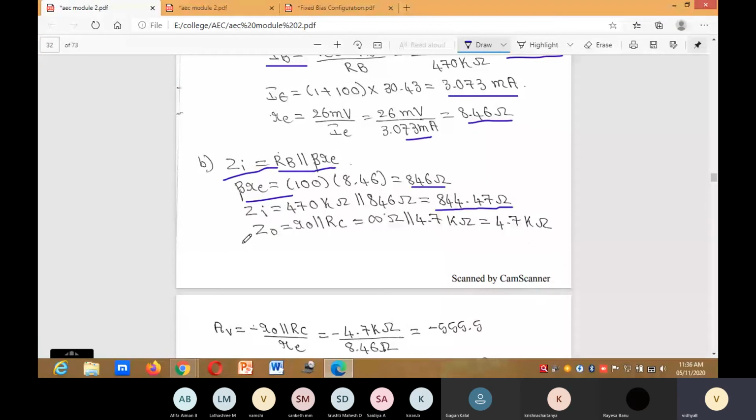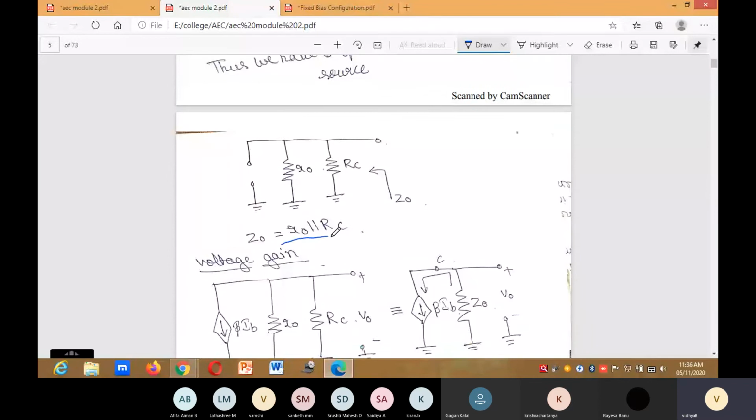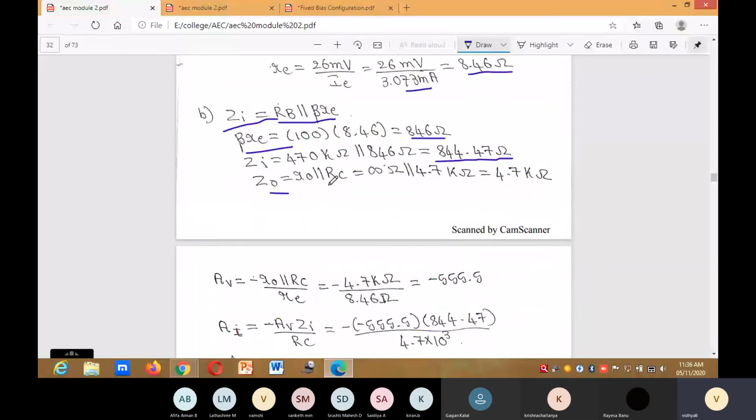Z0 is equal to what? What is the formula for output impedance? Output impedance is equal to small R0 parallel capital RC. First we are considering R0 as infinity, so you will get only RC. So directly you can write the output impedance value as 4.7 kilo ohm.